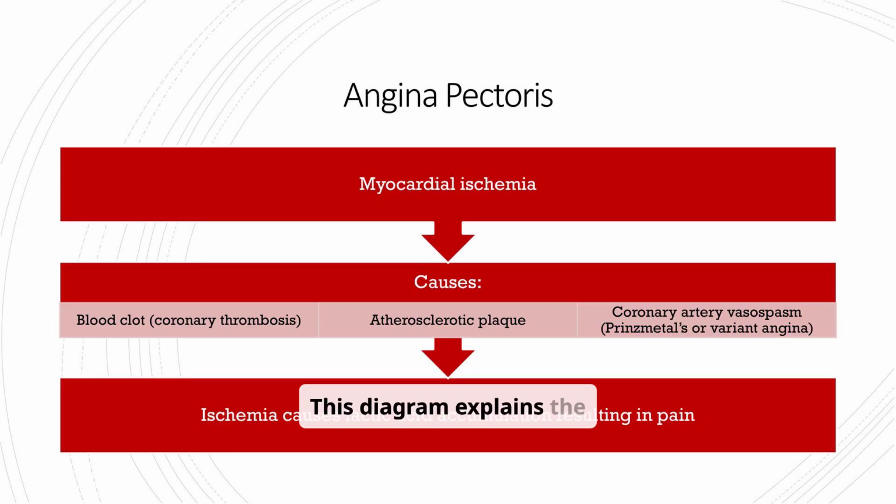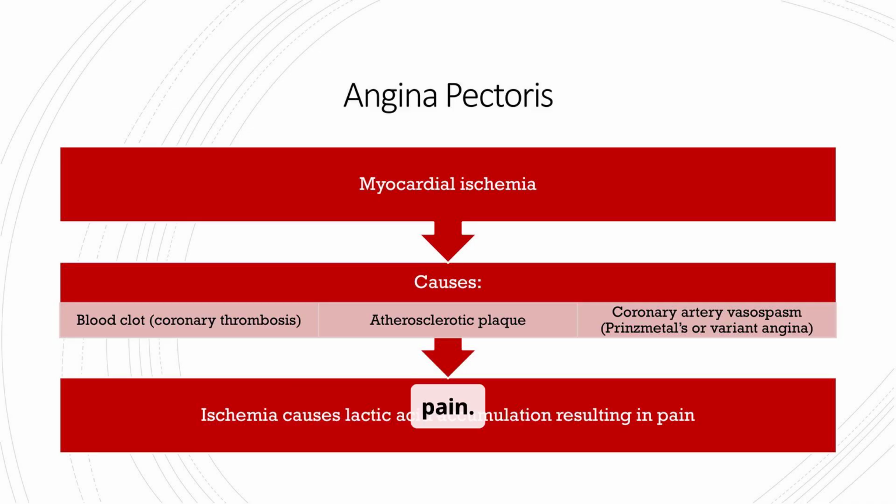This diagram explains the causes of angina pectoris. Myocardial ischemia can result from a blood clot, atherosclerotic plaque, or coronary artery vasospasm, also known as Prinzmetal's or variant angina. Ischemia leads to lactic acid accumulation, resulting in pain.